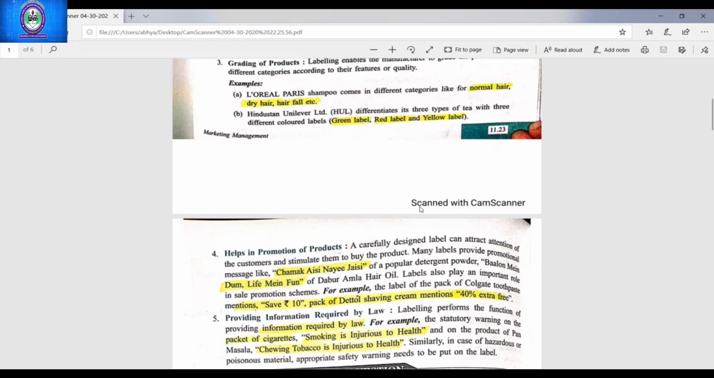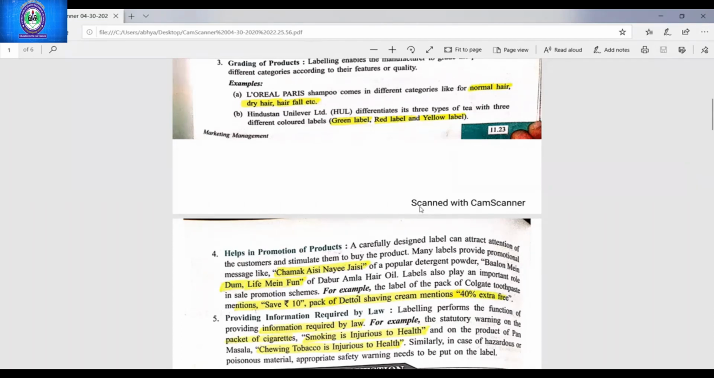So it promotes the product just by watching all these things on the product itself, like taglines: दाग अच्छे हैं, चमक ऐसी, नए जैसी, और बालों में दम, life में है fun. All these are taglines of different products. You also have to design a tagline for your product. A tagline is the main line which tells the USP of your product so that the customer is attracted towards your product. Not only the tagline, the schemes etc. are also mentioned on the label.